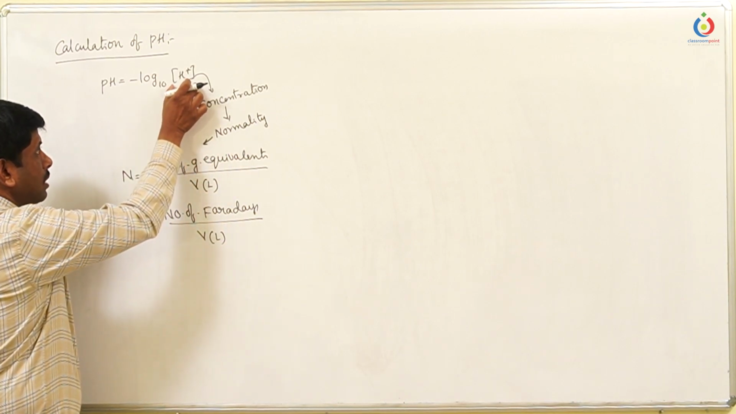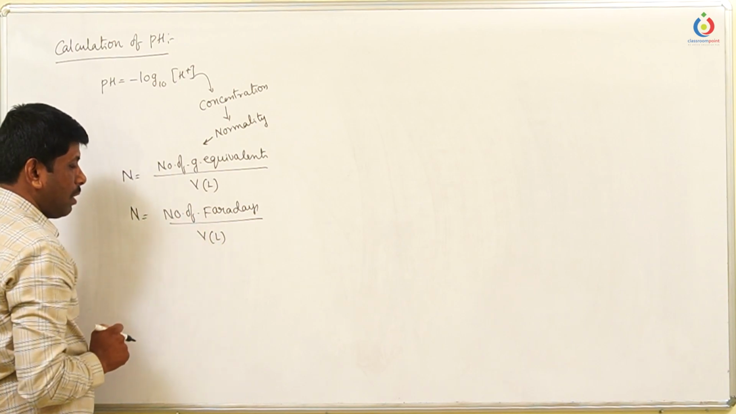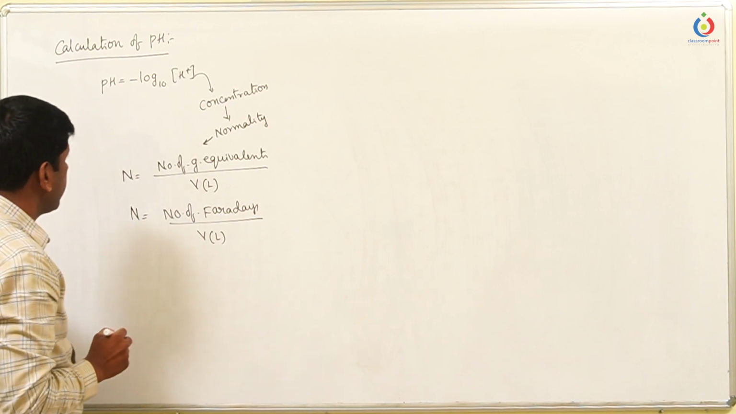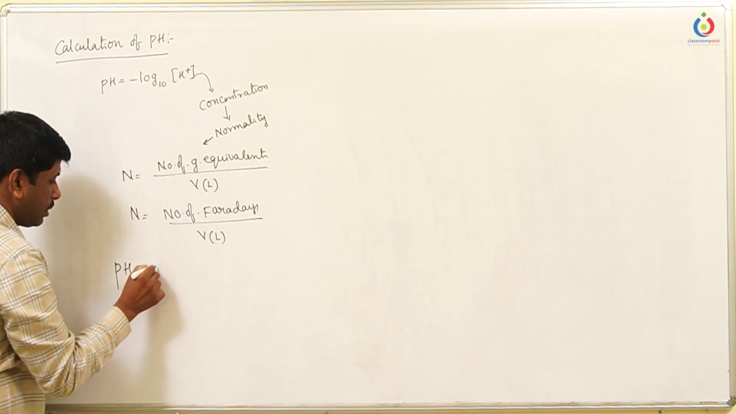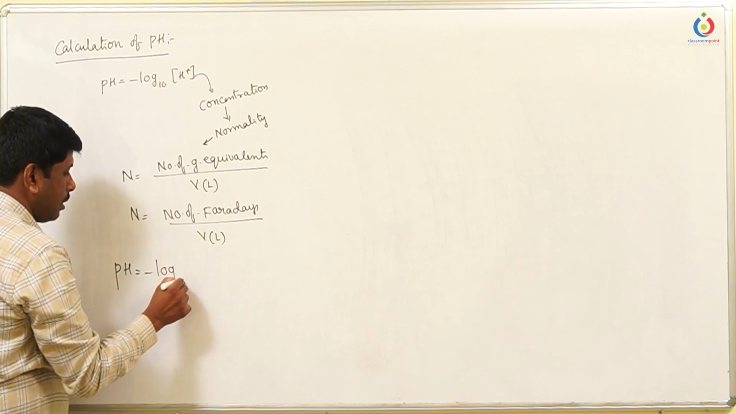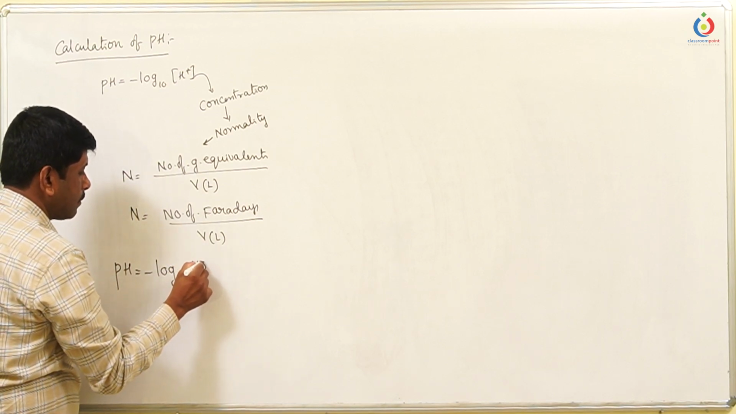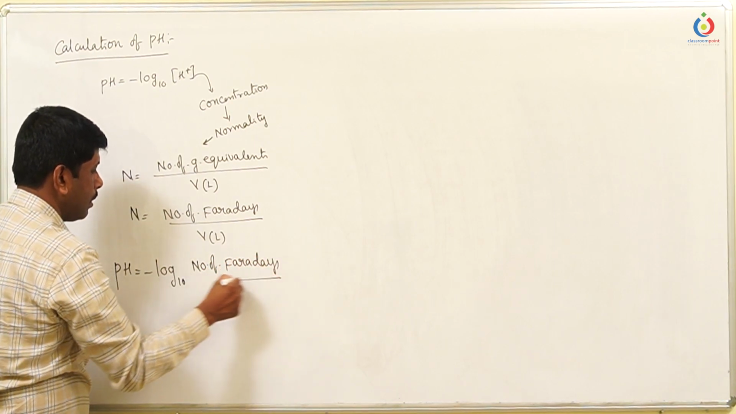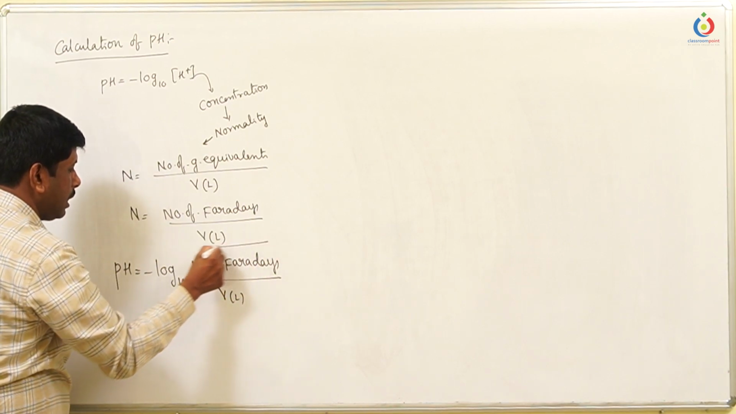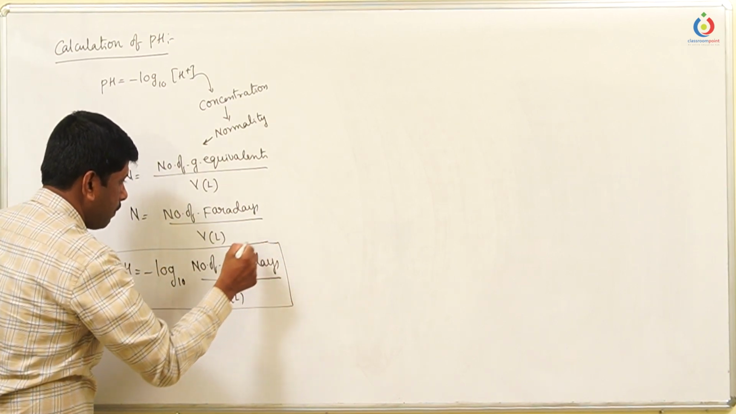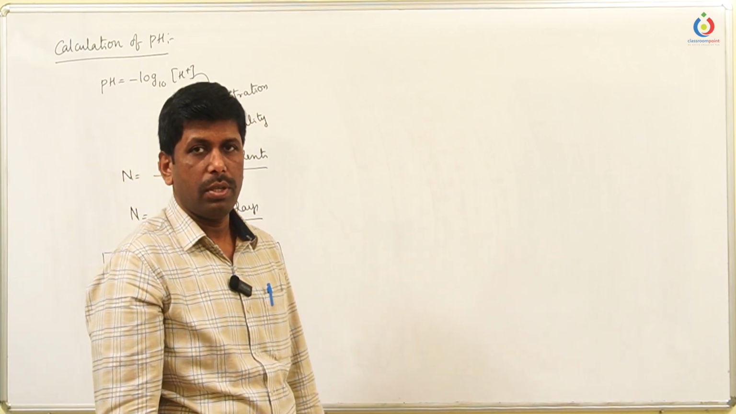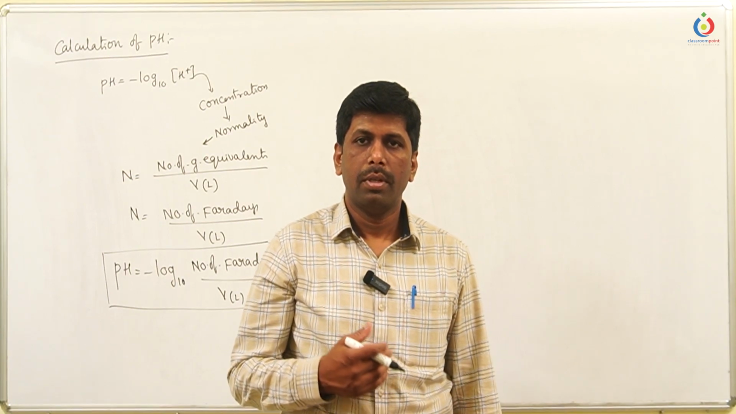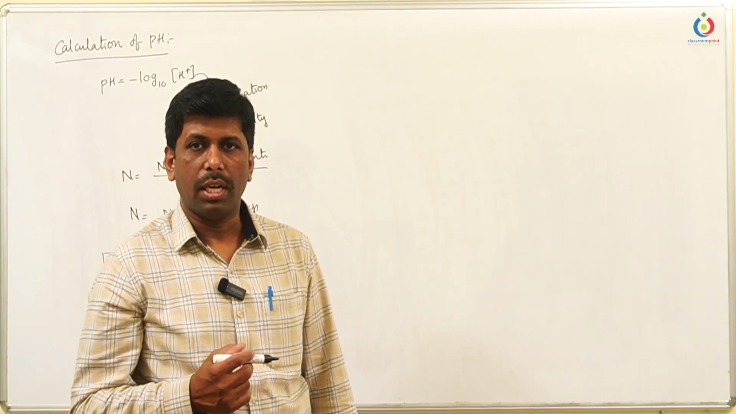So in place of the concentration of the H plus ions, I can use the number of Faradays of the electricity passed through the solution along with the volume of the solution. So pH equals minus log base 10 of the number of Faradays divided by the volume of solution in liters. By using this formula, we can directly calculate the pH of the solution after sending some amount of electricity through the solution. So now let us begin Faraday's first law.